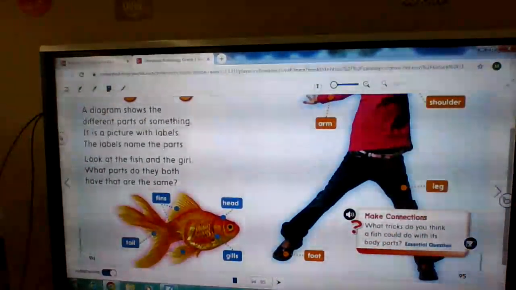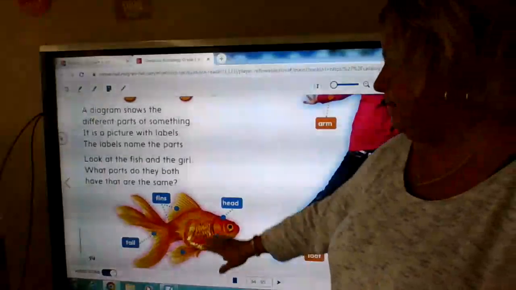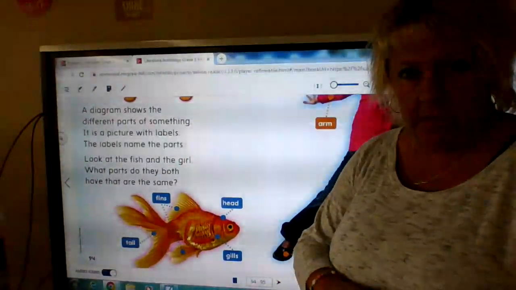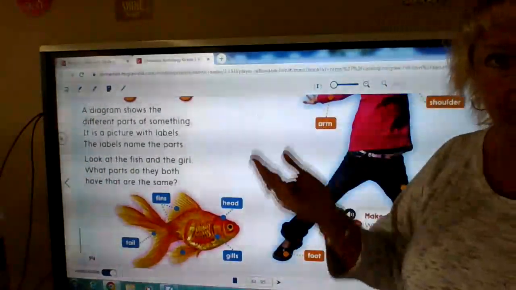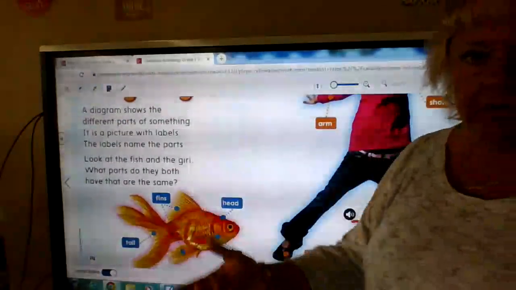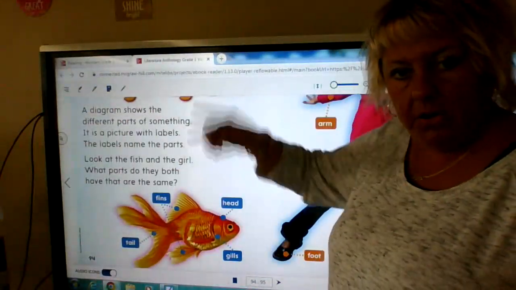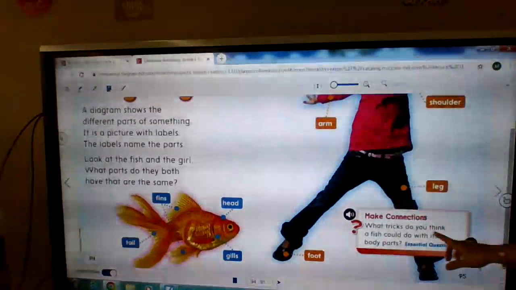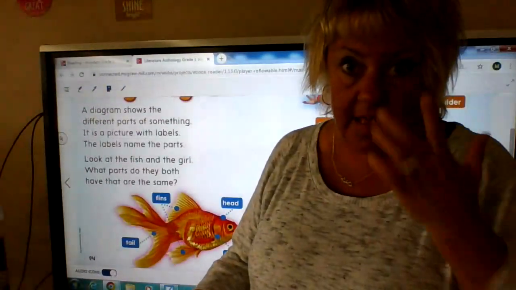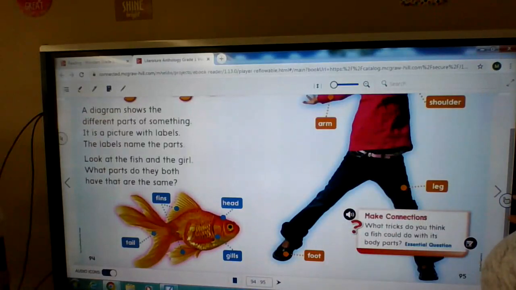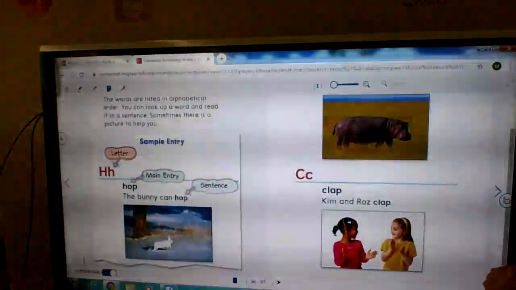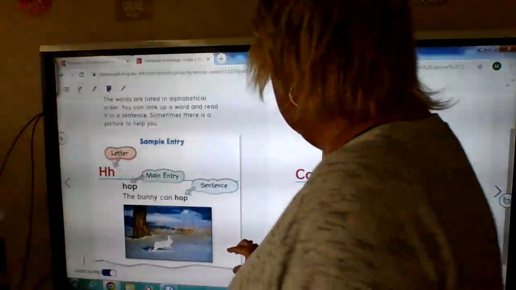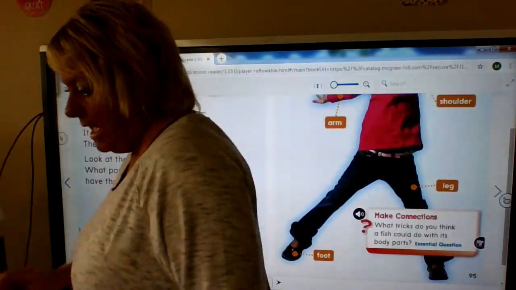What tricks do you think a fish could do with its body parts? Swim through the water and maybe go upside down and maybe in a circle, right? Because it has fins. Also, it can breathe underwater. That's a pretty good trick. It can breathe underwater forever and ever, right? Okay?